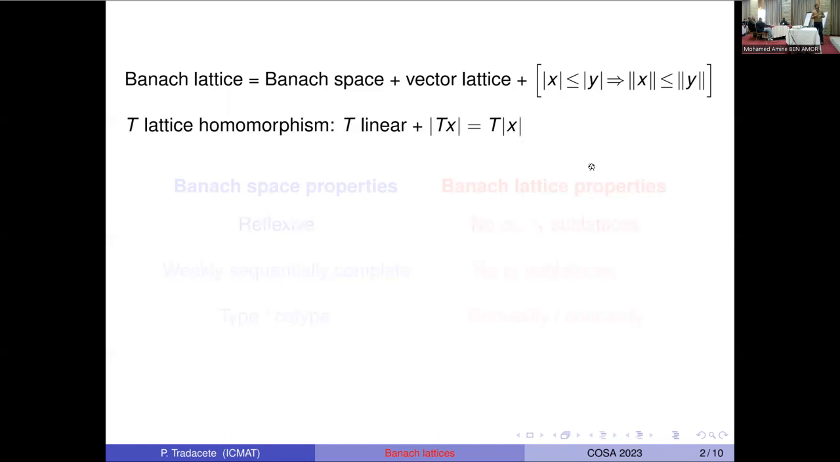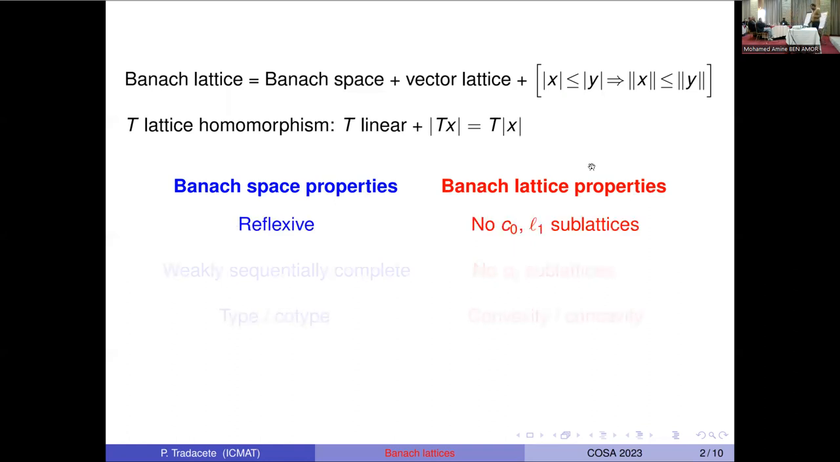And so I will be looking at, of course, operators which not only preserve the linear structure, but also the lattice structure. So I will call them lattice homomorphisms. And I want to look at certain properties which are very classical and well-known, which relate Banach space properties from a Banach lattice perspective. So of course, all of this I'm going to discuss now is very classical and probably well-known to most of you.